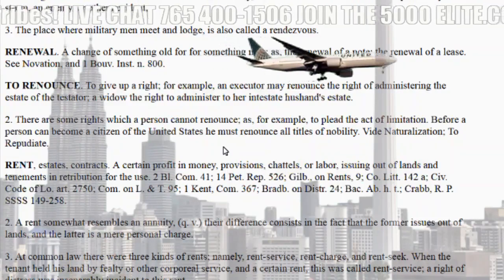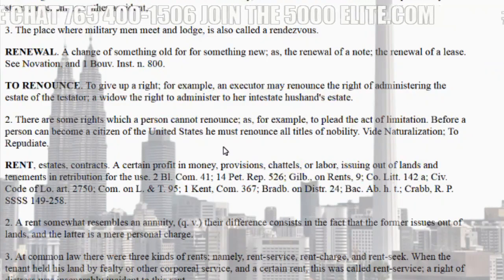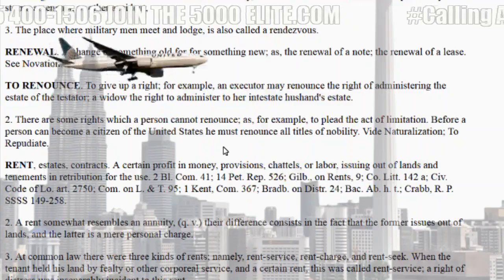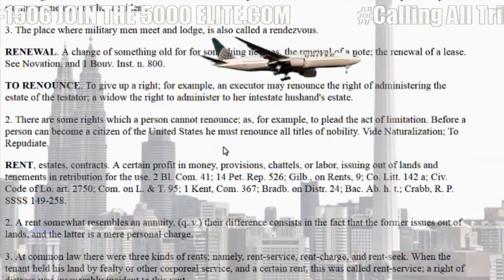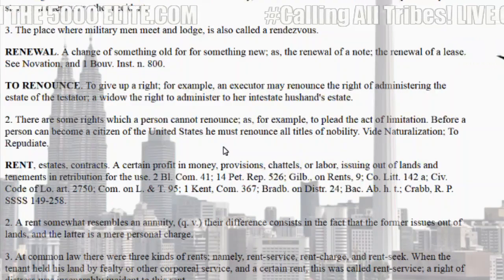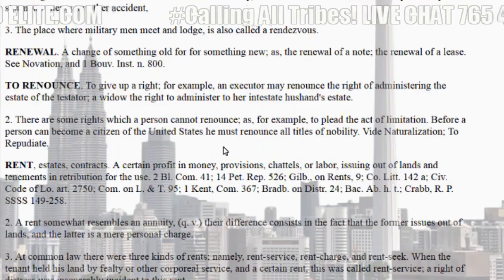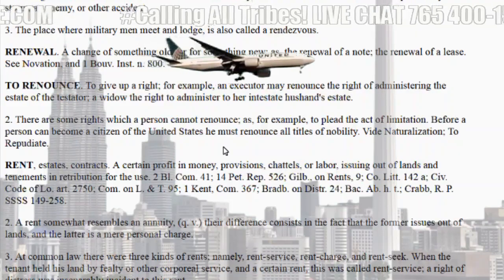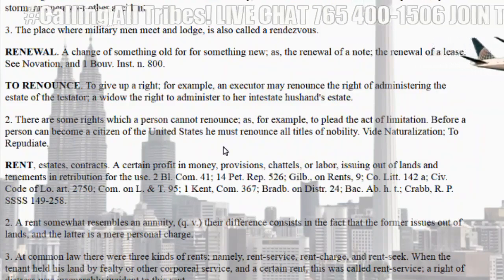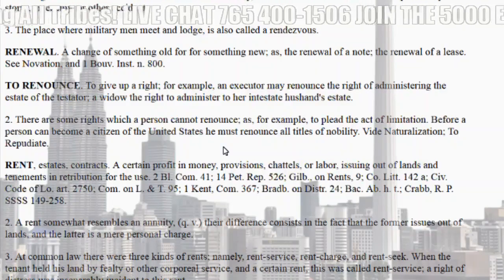Renounce. Appreciate that comment. To give up a right, for example, an executor may renounce the right of administering the estate of the testator, a widow the right to administer to her intestate husband's estate. The second sense, there are some rights which a person cannot renounce, as for example, to plead the act of limitation. Before a person can become a citizen of the United States, he must renounce all titles of nobility by naturalization, to repudiate.